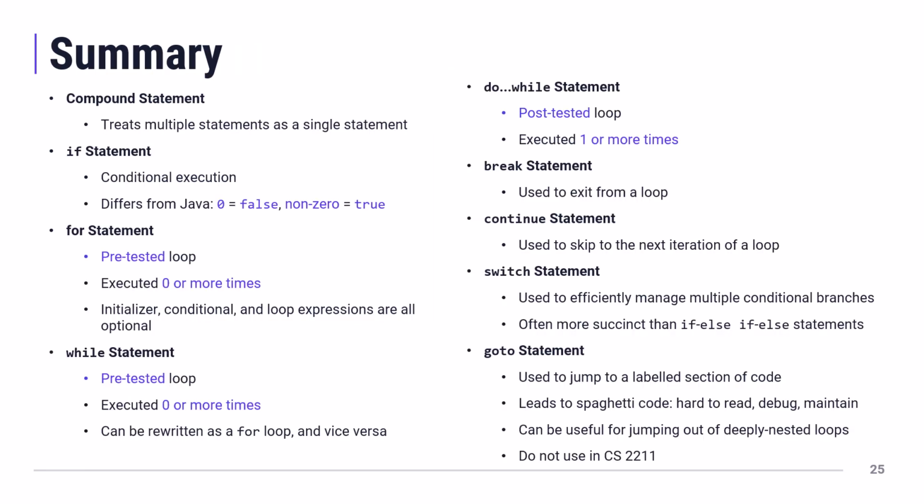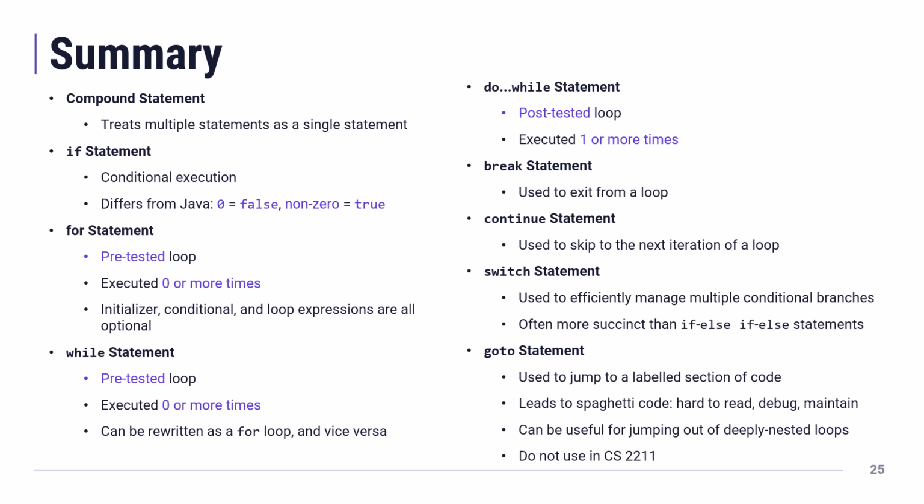Okay, so wrapping up this topic, compound statement, again, it's just a bunch of statements in braces. We saw the if statement. It differs from Java in that instead of executing the body if the condition is true, we do it if the condition is non-zero. For statement, pre-tested loop, executed 0 or more times, again, if the condition is non-zero. While statement, same thing. We can rewrite a for loop as a while statement and vice versa. And then, of course, do while is a post-tested loop executed 1 or more times.